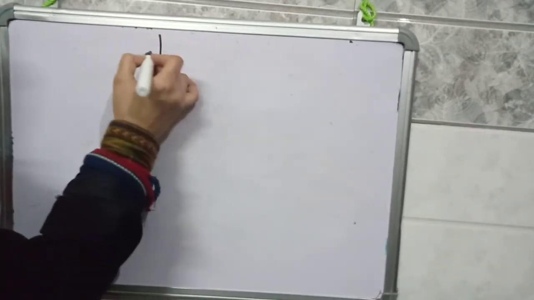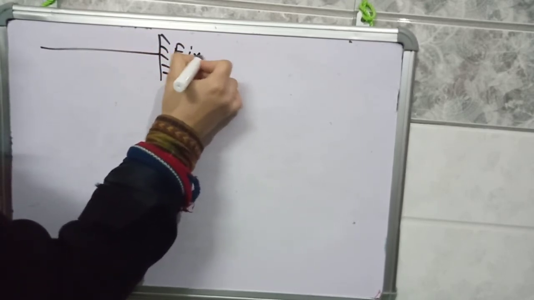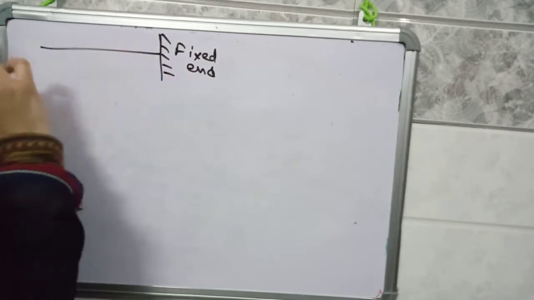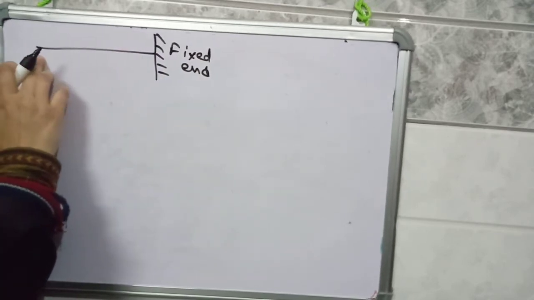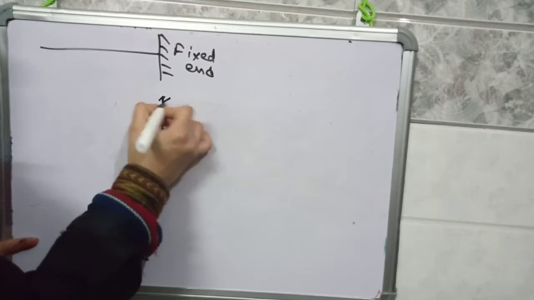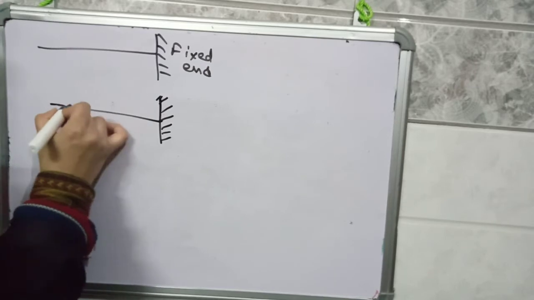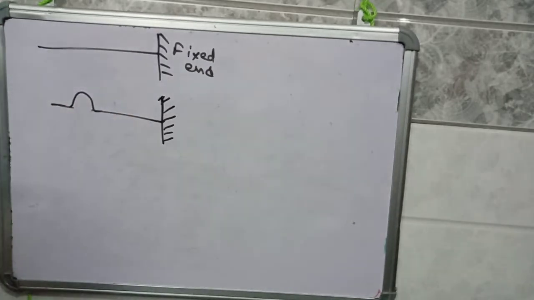So what are transverse and longitudinal waves? Transverse waves are those in which the particles of the medium oscillate perpendicular to the direction of propagation. Suppose you have a string which is attached to a fixed end. Suppose this is the fixed end and you have tied a thread here and you are holding this end of the string, and you start oscillating it like this. You will observe that some sort of waves start to form in this string. A wave is formed.